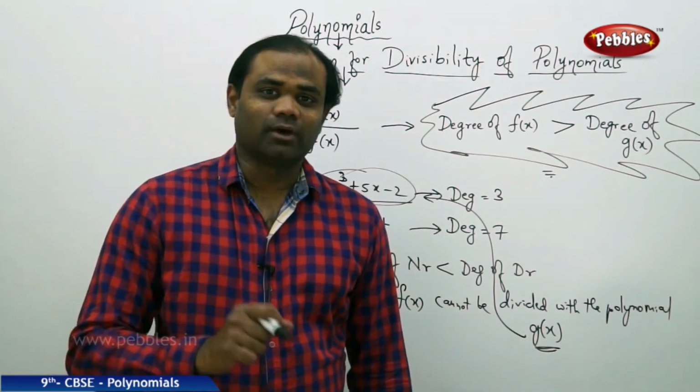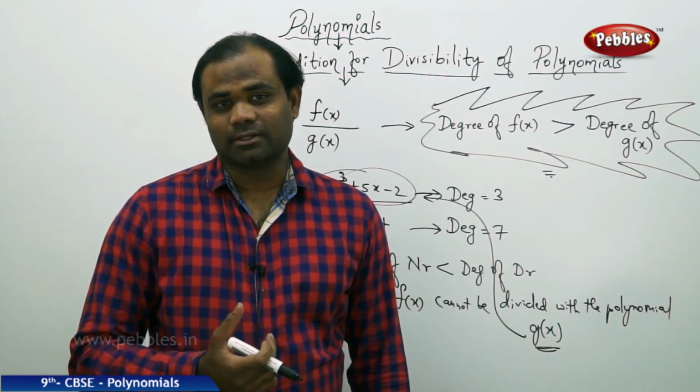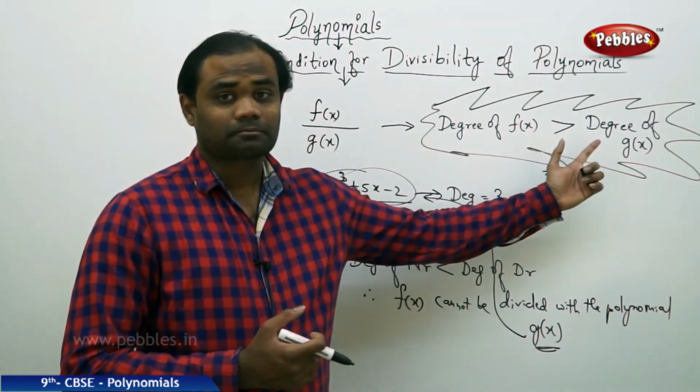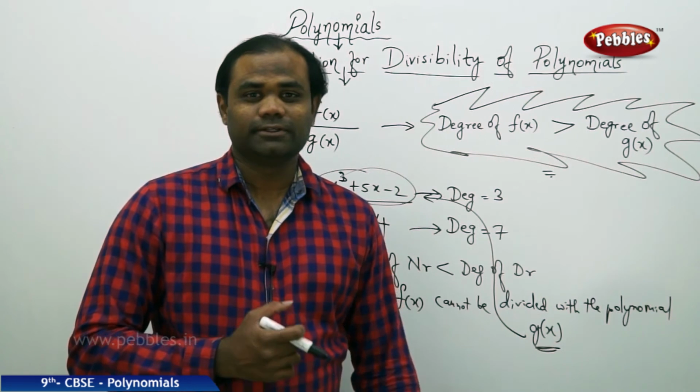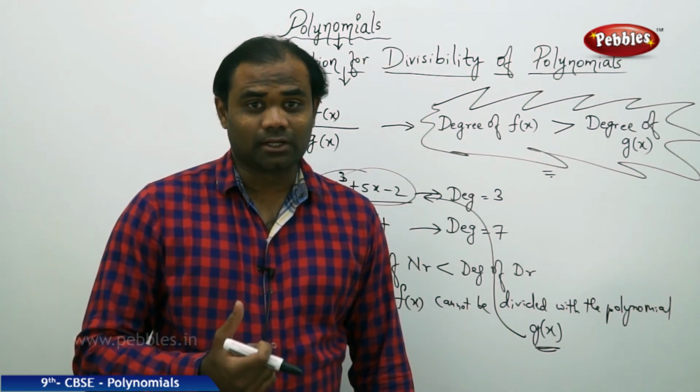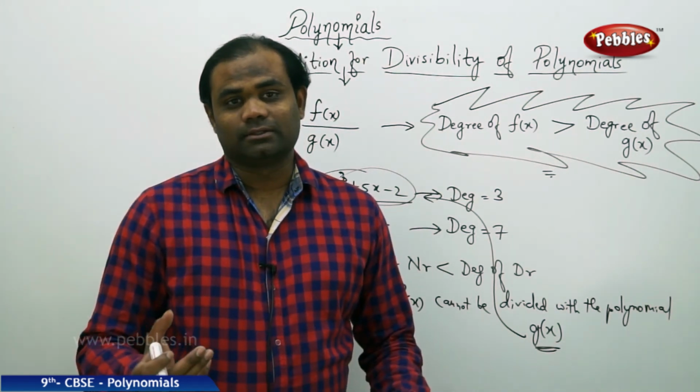f of x can be divided with the polynomial g of x only when degree of f of x is greater than degree of g of x, and the division is done through the long division method as discussed in the session.